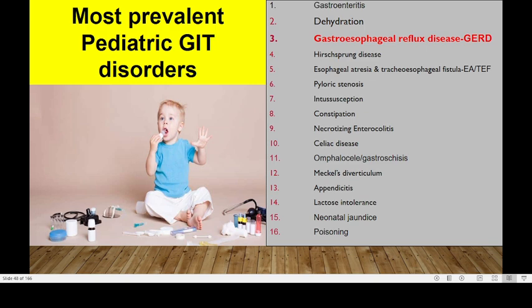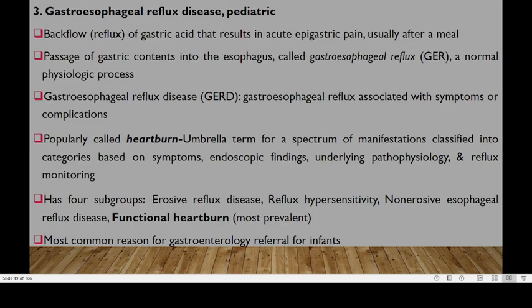Well, so after looking at these first 2 and coming up with some of the complications associated with them, we can now move on to the third condition, which is gastroesophageal reflux disease. And this one is characterized by backflow or reflux of gastric acid that results in acute epigastric pain, usually after a meal.